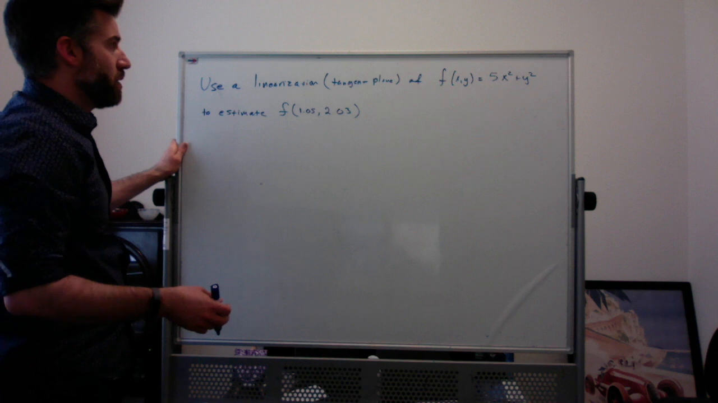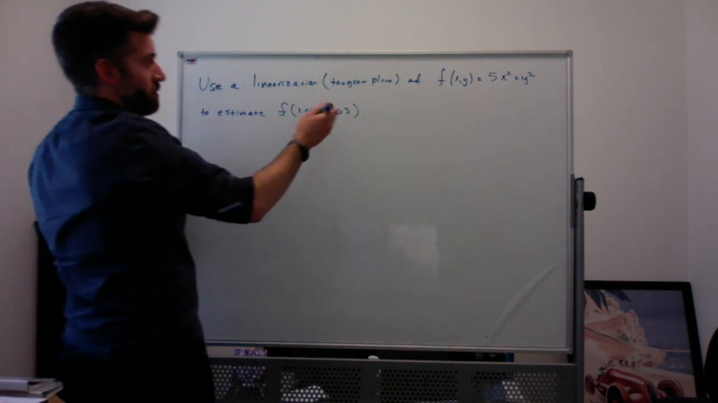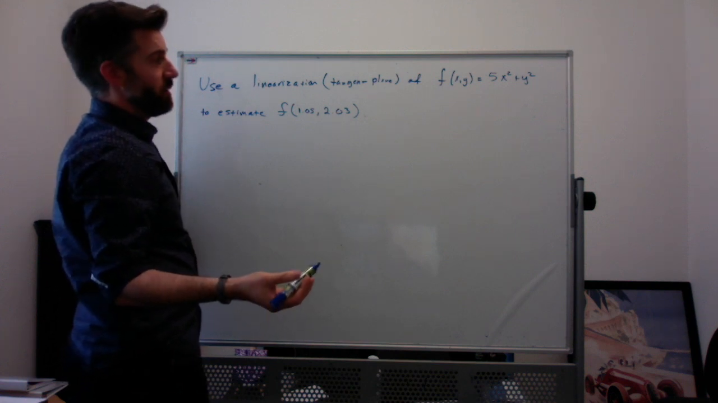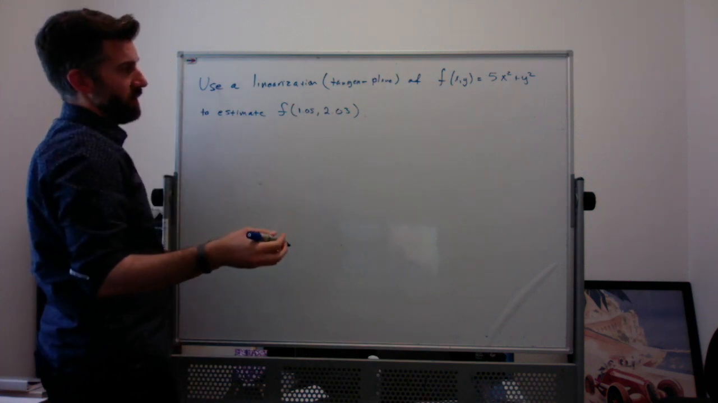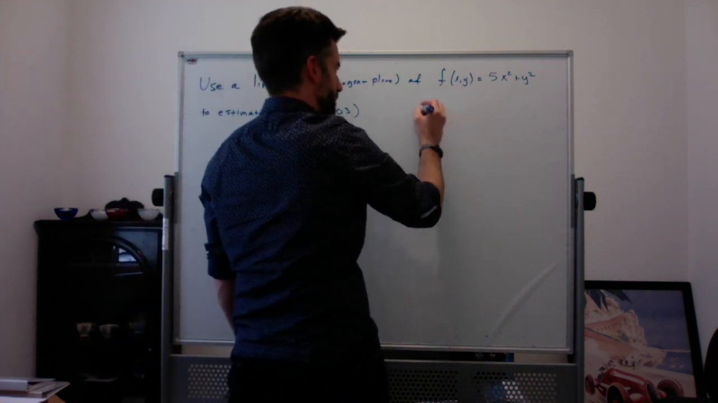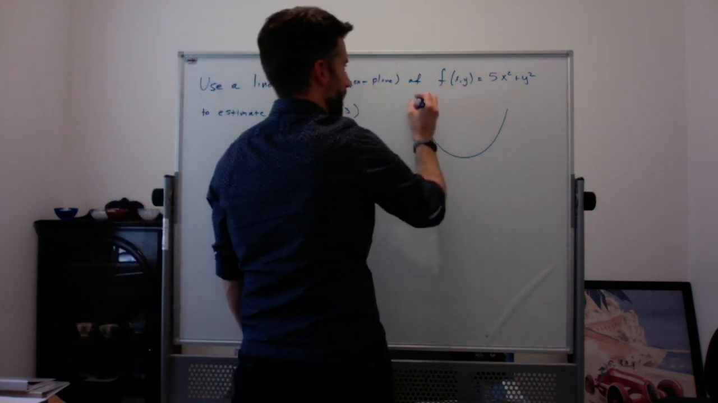So we're going to use linearization, which is a tangent plane, of this function f of x, y equal to 5x squared plus y squared, to estimate f of 1.05, 2.03. And so here's again the idea. This function, actually we can kind of draw it. This function is a paraboloid.